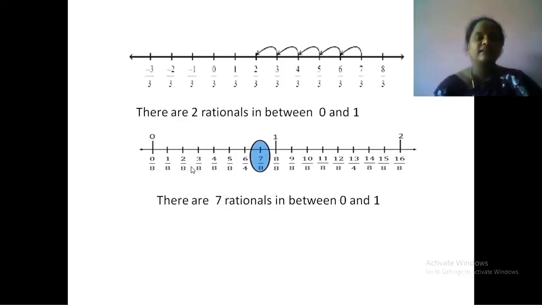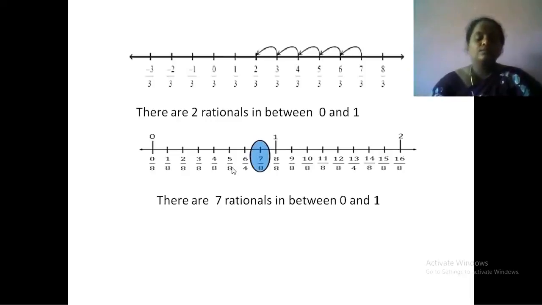Carefully observe. If we take the denominator 3, I have 2 rational numbers in between 0 and 1. If I take 8 as the denominator, in between 0 and 1 I have 7. So, 1 less than the denominator. Those many rational numbers will be in between 2 successive integers. So if I take 1000, I will have 1 less than that, that is 999 rational numbers.